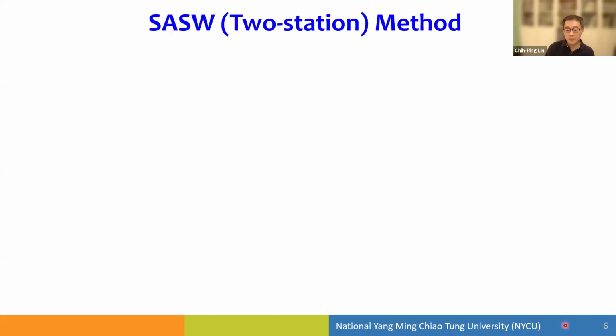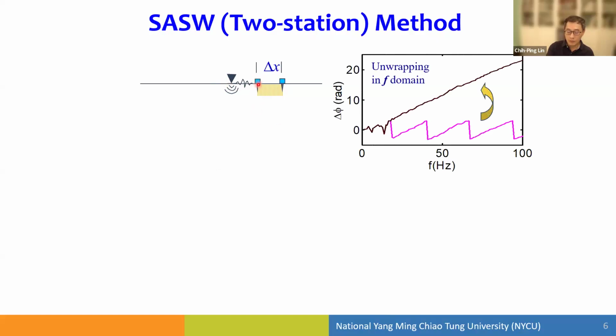So, a very well-known 2-station surface wave method is called spectral analysis of surface wave method. So basically, you can have as few as just 2 receivers. So you hit on the ground and you receive 2 signals. So if you perform Fourier transform on each signal, and you compute the phase difference, so the phase difference as a function of frequency. And after unwrapping, you get this phase shifting as a function of frequency.